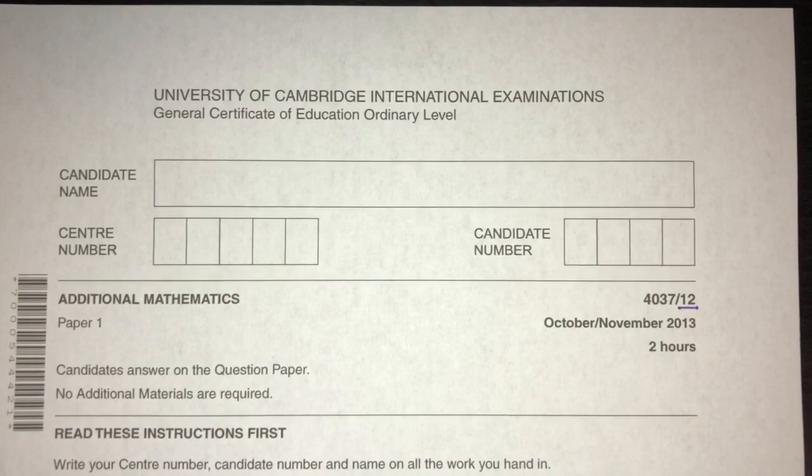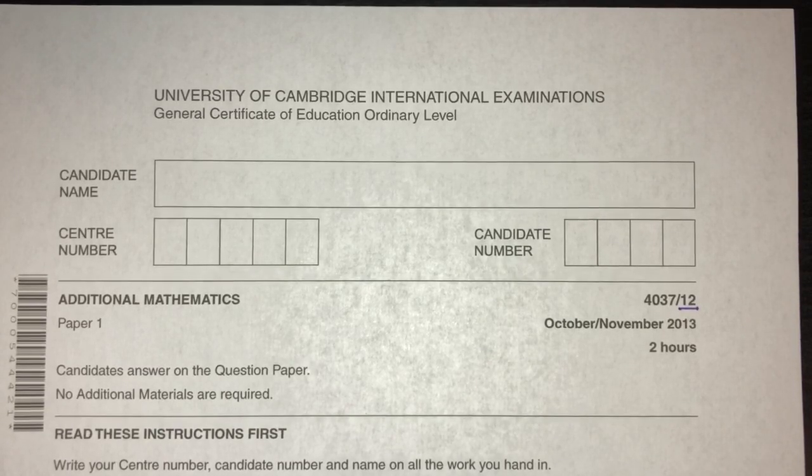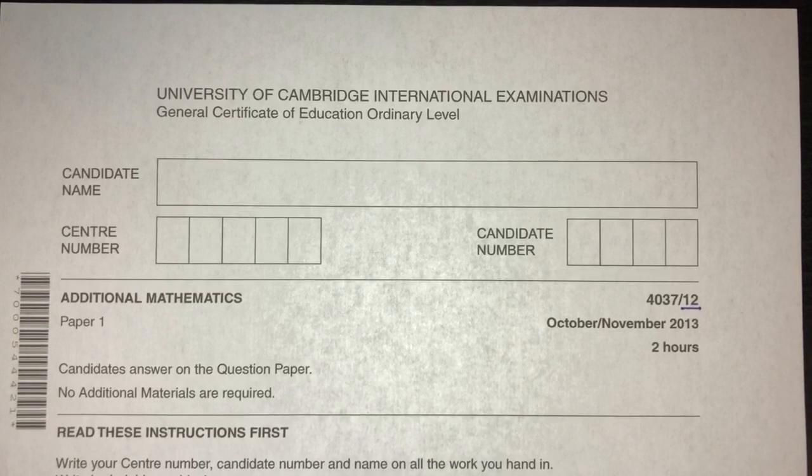This one is Add Math Paper 1 from October-November 2013. So I have received many requests of doing this paper, so here we go. Let's move on to question number 1.